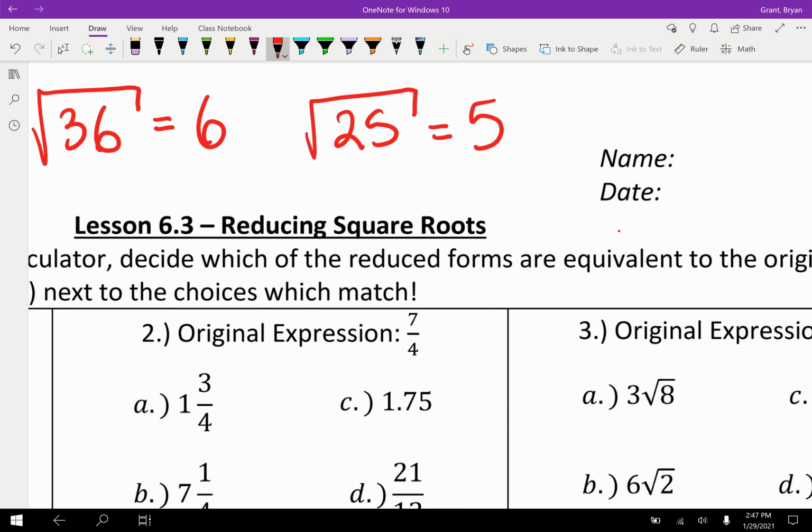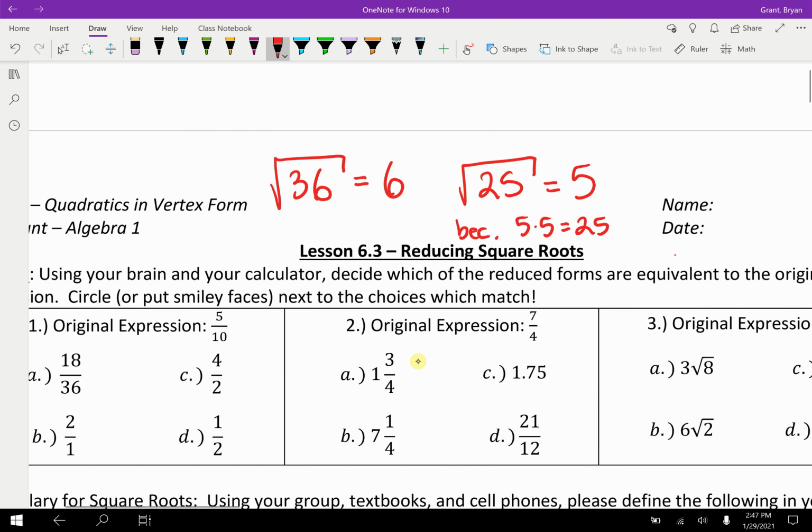The square root of 25 is 5 because, I'm going to abbreviate, 5 times 5 equals 25. Square roots always look for a number times itself, or two of the same number that multiply to equal the number inside the square root. Now, that's all fine and fun, but do all numbers have square roots?